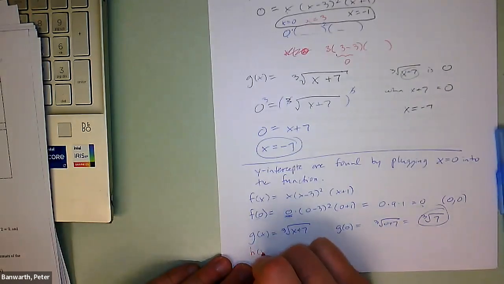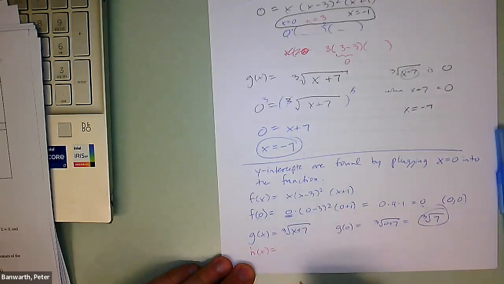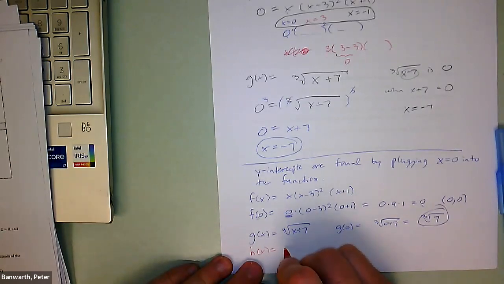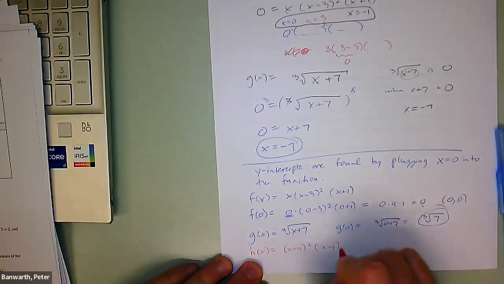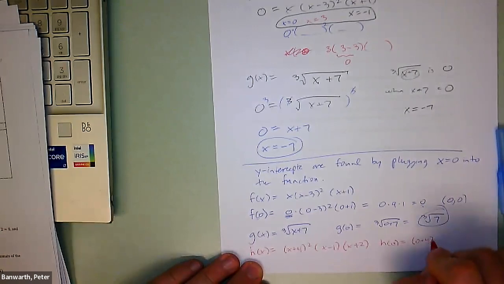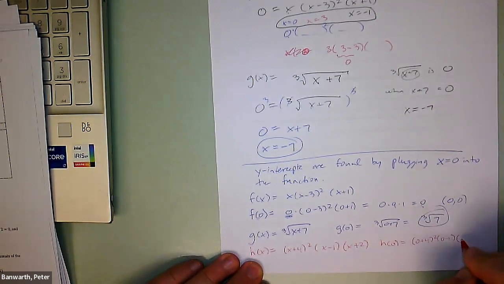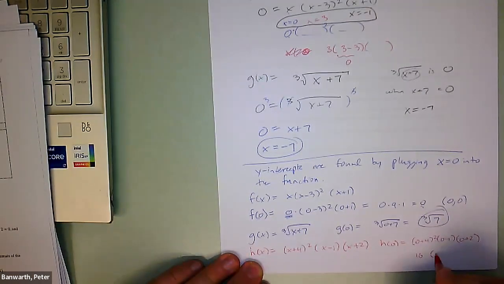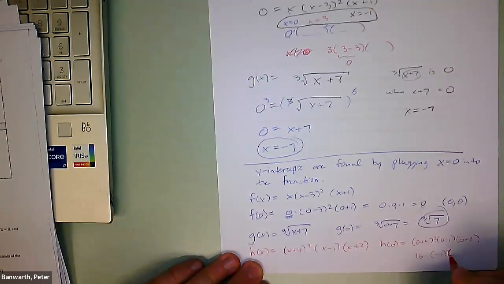Do one more polynomial, let's say. Let's do (x plus 4) squared times (x minus 1) times (x plus 2). So if I want h of 0, I have (0 plus 4) squared times (0 minus 1) times (0 plus 2). 4 squared is 16 times negative 1 times 2, so that's negative 32.